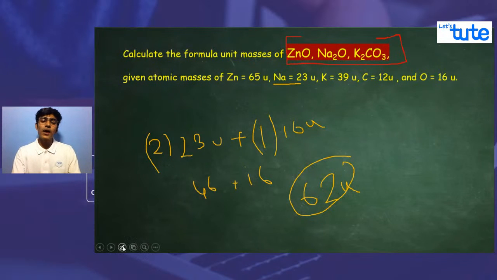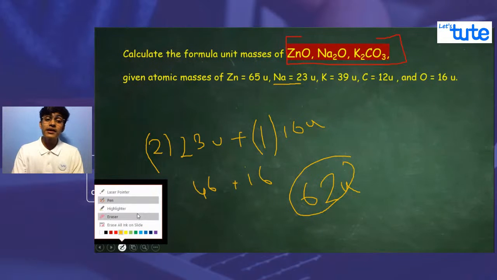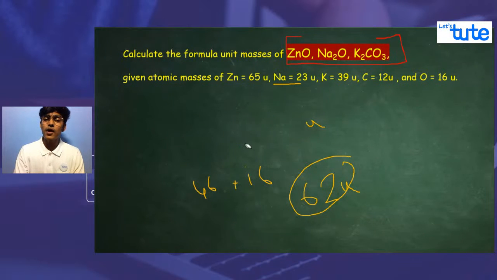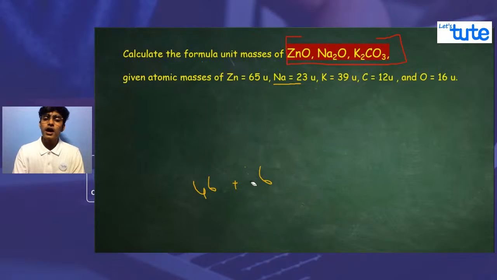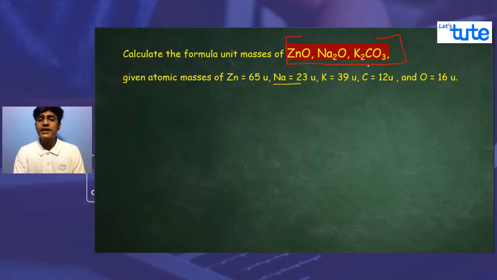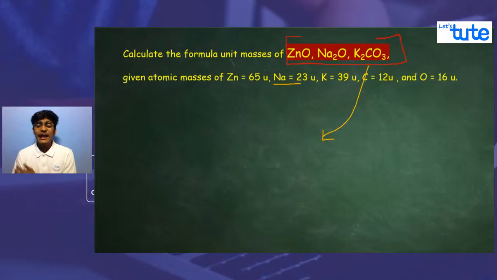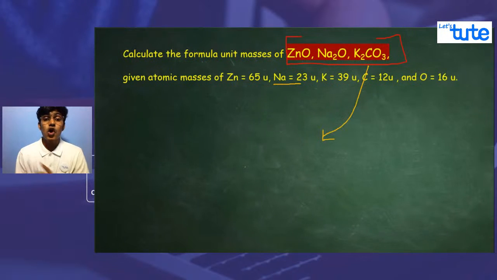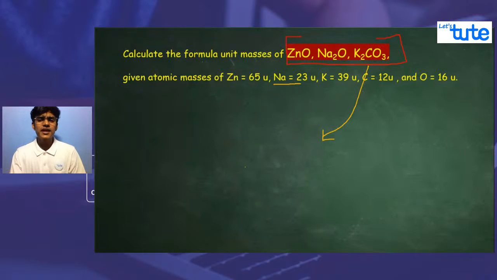Now I'll require answers from the comment section. Can you find out the third molecular mass for me? Of course, I'll help you guys, but just try to find out what will be the molecular mass of K2CO3. Please write it down in the comment section. By that time, I'll also help you to solve it.